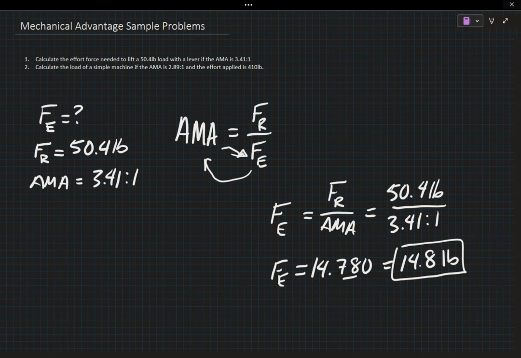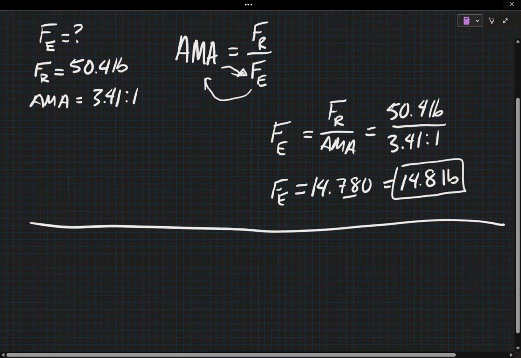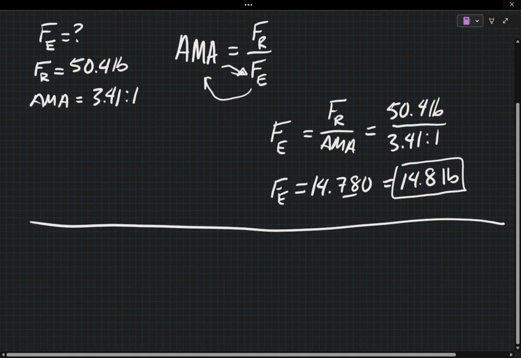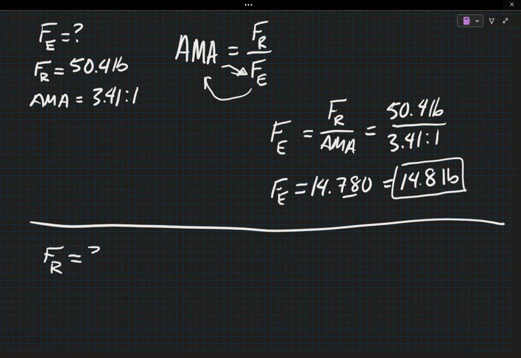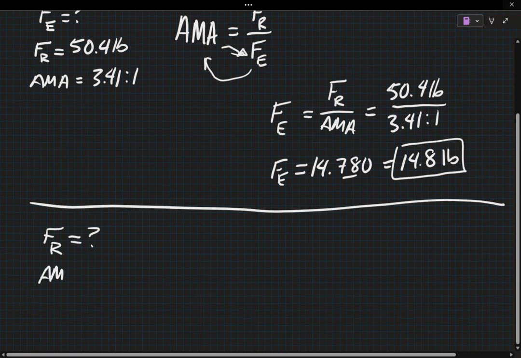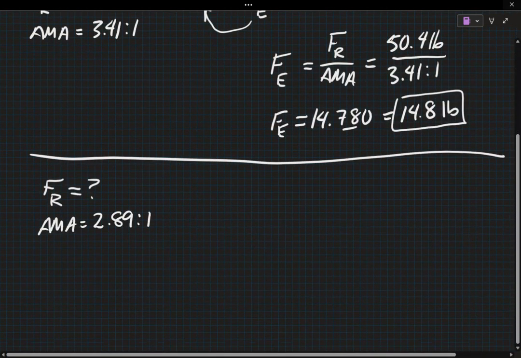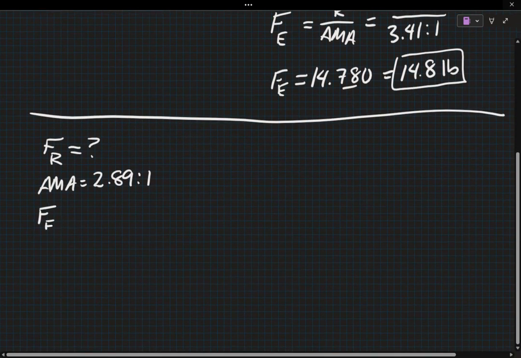All right, let's take a look at the second problem. The second problem is asking us to calculate the load of a simple machine if the AMA is 2.89 to 1 and the effort applied is 410 pounds. So let's go ahead and make our list. First thing that we're given is that we're looking for the load. Remember, load is a word that's used to represent FR. AMA is 2.89 to 1. And we are told that the effort applied is 410 pounds. So that's our effort force.